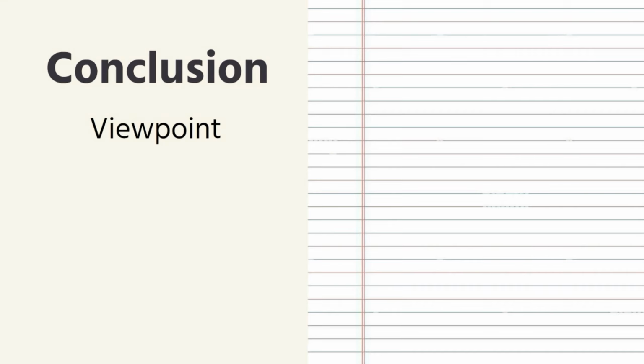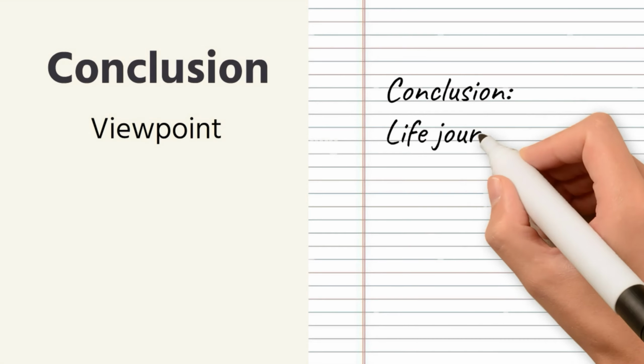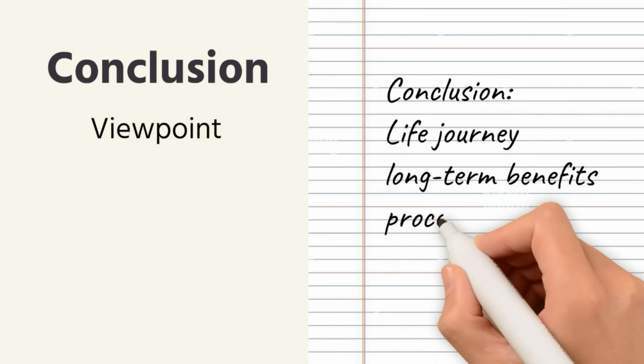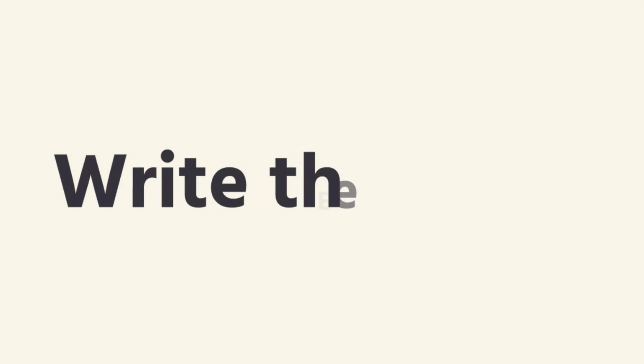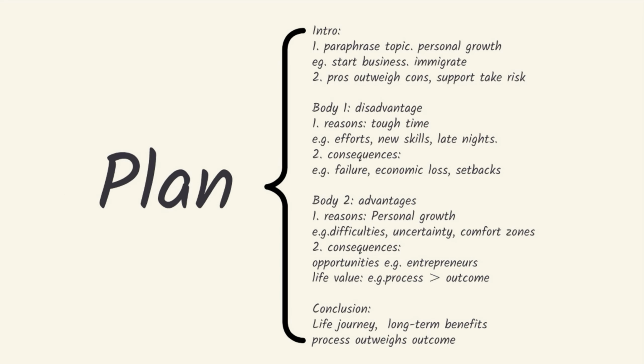Write it down. Conclusion. Life journey. Long-term benefits. Process outweighs outcome. Now the plan is done. Let's write the essay based on the plan and the flowchart in your head.